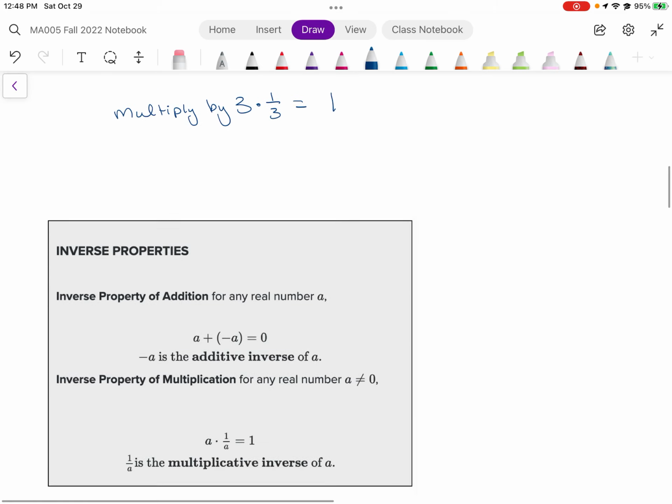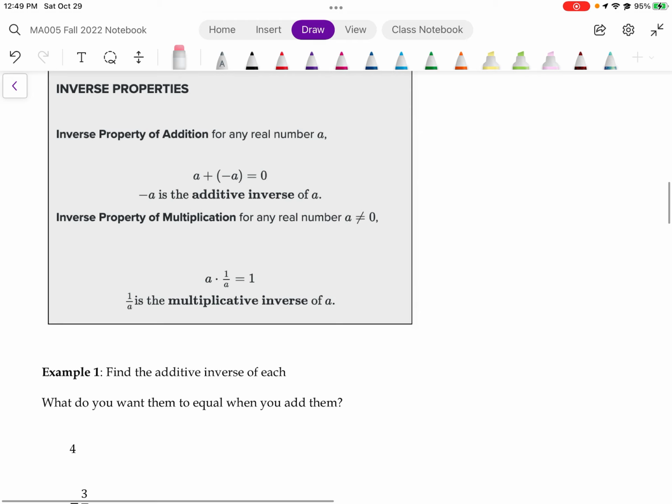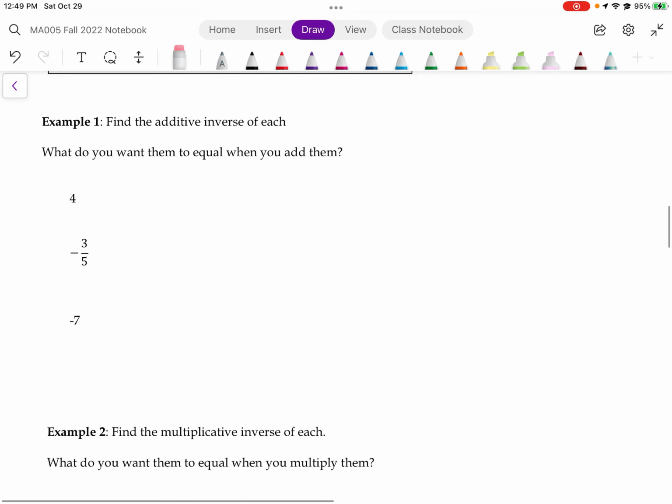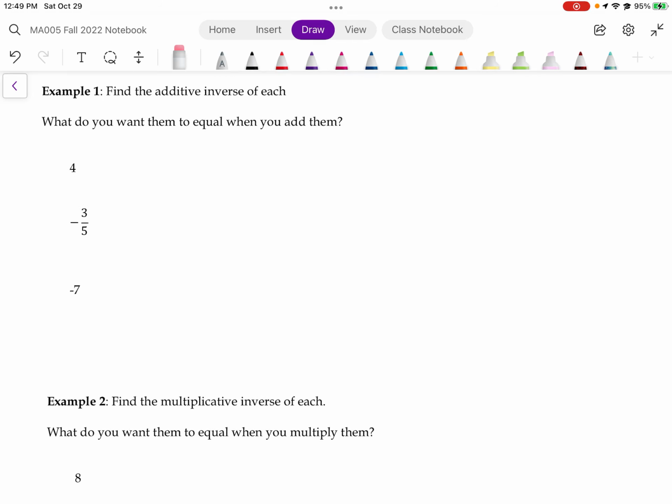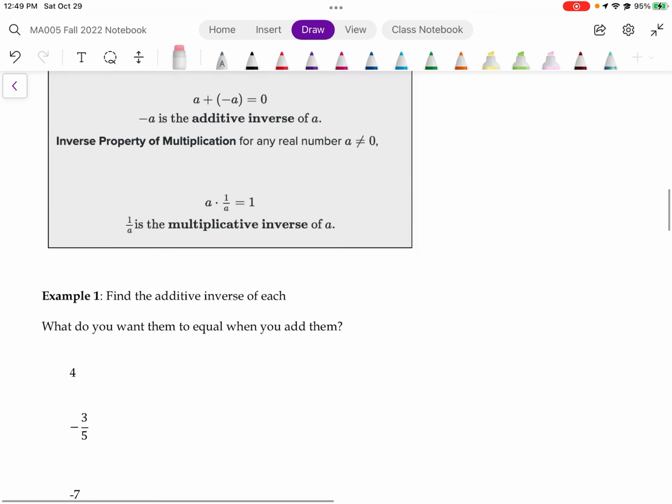So this is called the multiplicative inverse, so that we can get 1. The 1/3 itself is called the multiplicative inverse. It is the reciprocal. I will pause here at this inverse property in case you want to write it down. You can pause the video. Right, now I'll go on to example 1.